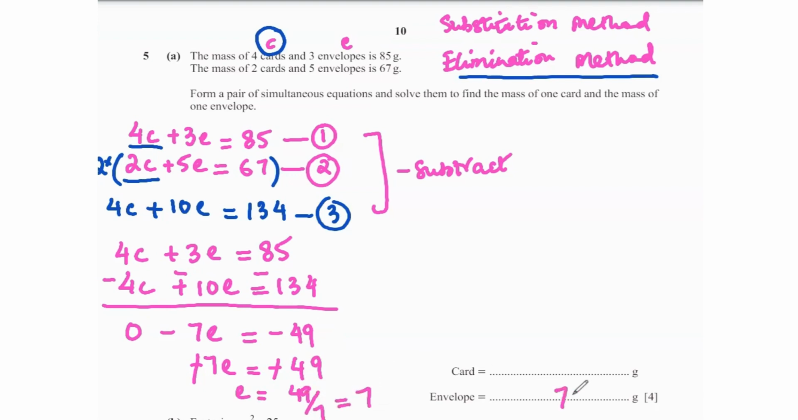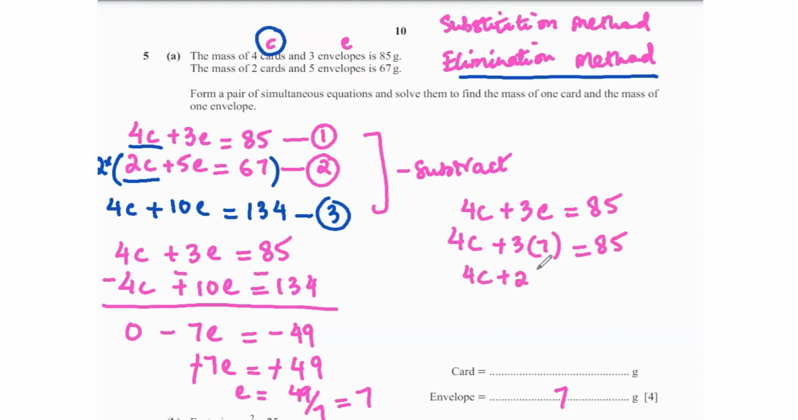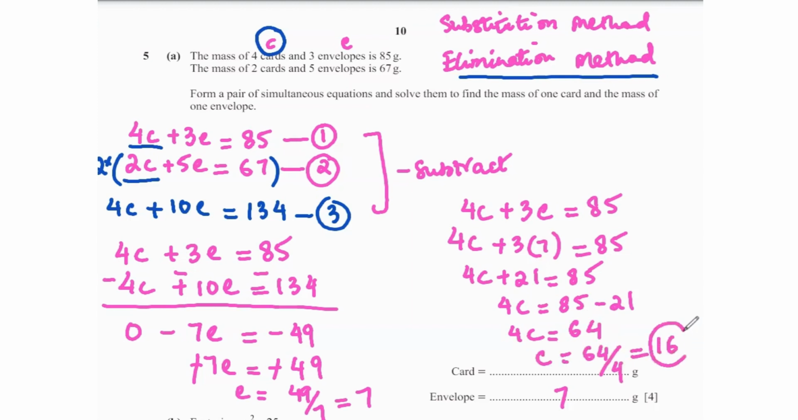So the mass of one envelope is 7 grams. Now to find the mass of one card, we can use either of the equations and substitute the value of E in it to find the value of C. If I pick the first one, 4C plus 3E equals 85, we will do 4C plus 3 times 7 equals 85. 4C plus 21 equals 85. 4C equals 85 minus 21, which will give us 64. So C will be 64 divided by 4, which is 16. So that is your mass of one card in grams.